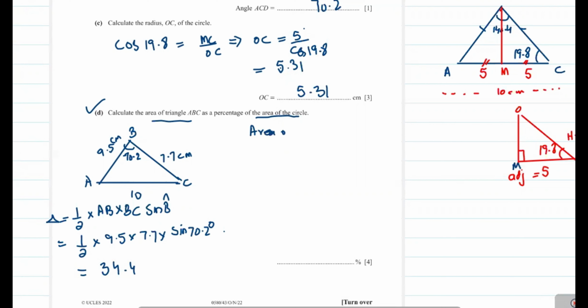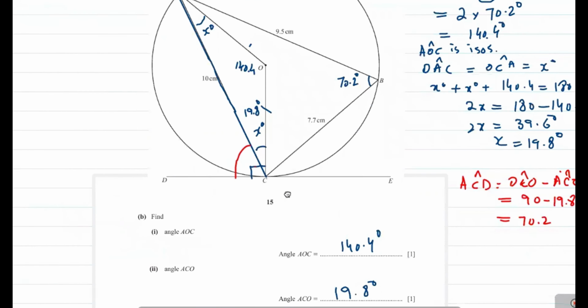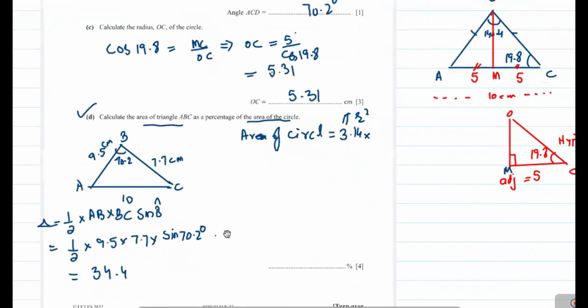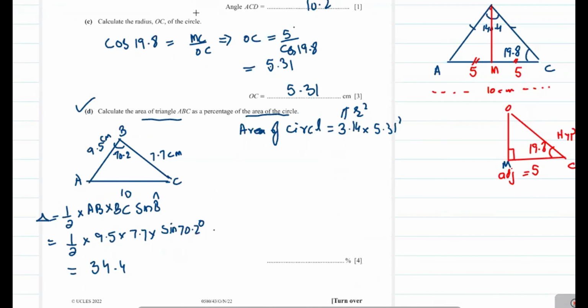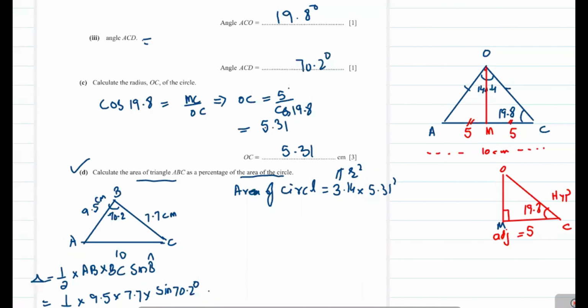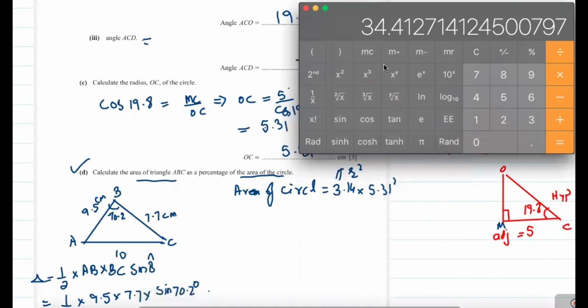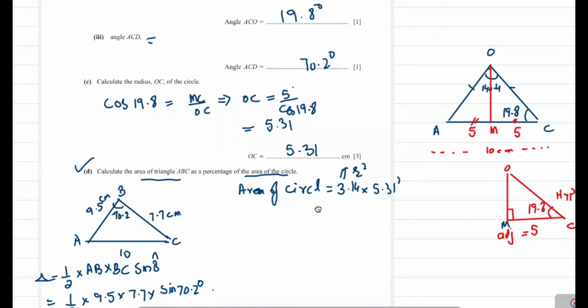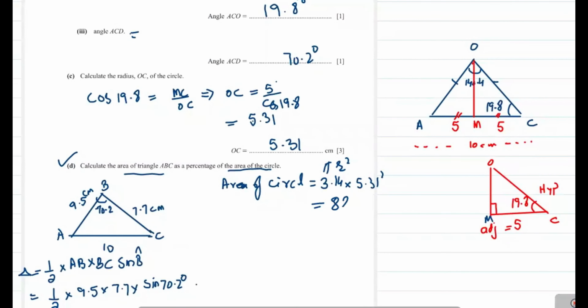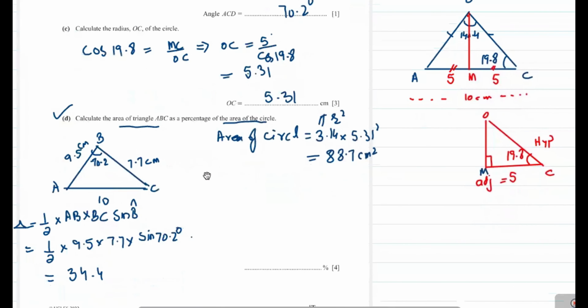The area of circle will be equal to pi r square. Now you see here 3.142 pi r square, and the radius of the circle here is the radius OC we already found, 5.31. Now we write 5.31 whole square. Now we find the value 3.142 multiply 5.31 and multiply 5.31, you get 88.7 centimeter square.